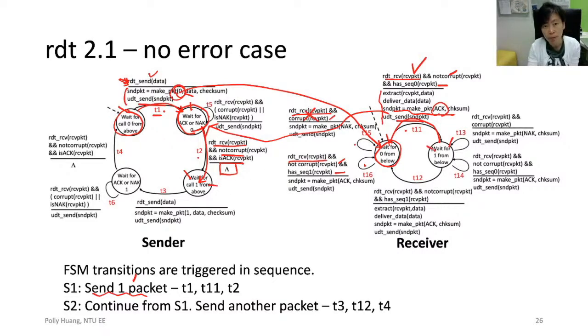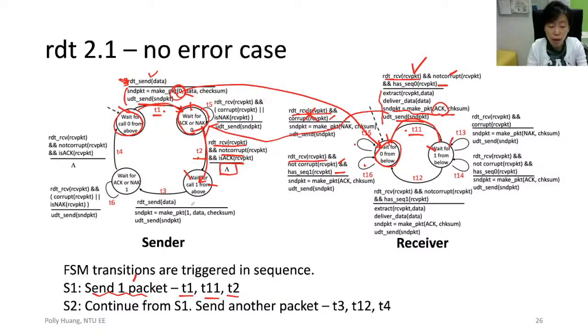The receiver stops here. And in the process, we take 3 transitions. First one is T1 at the sender side. Second is T11 at the receiver side. And the third being T2 at the sender side.